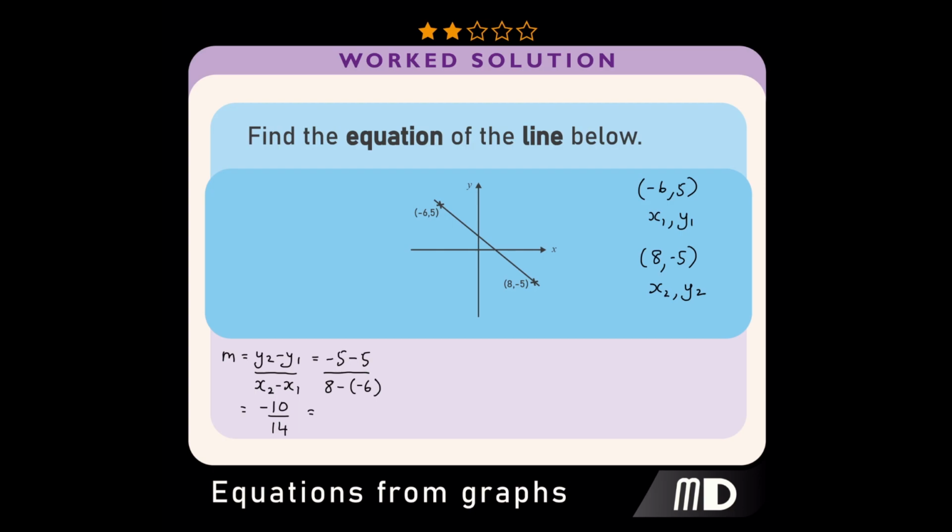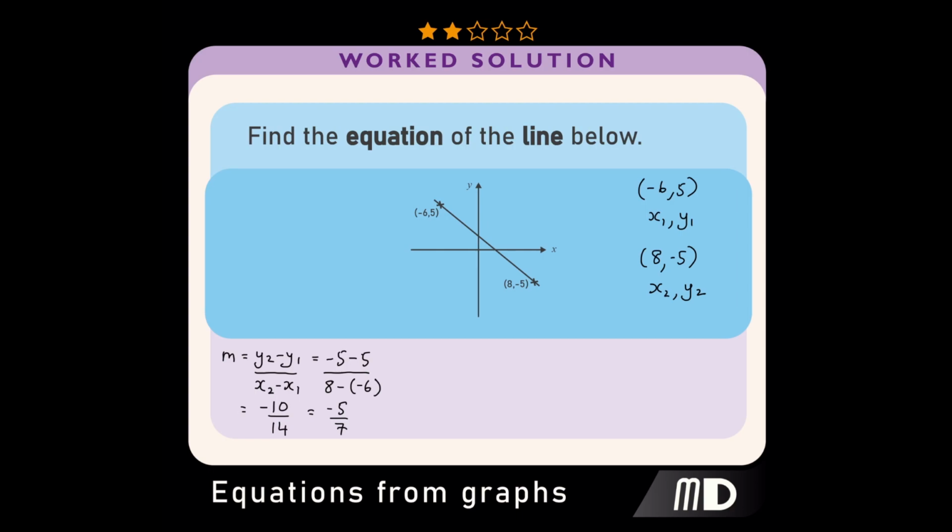And simplifying that, -5 over 7 is my gradient. Looking at this line, which slopes from the top left of my axes to the bottom right, I would be expecting a negative gradient. And although it's not a whole number, -5 over 7 seems sensible.